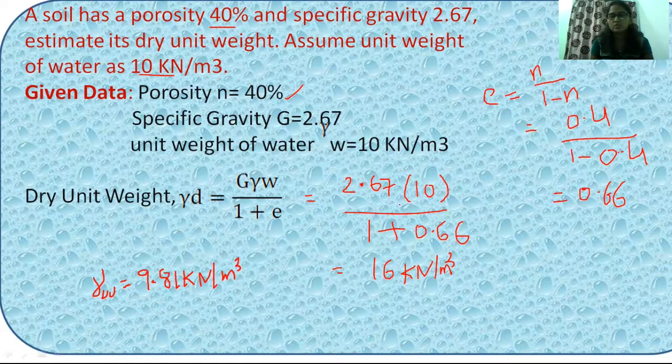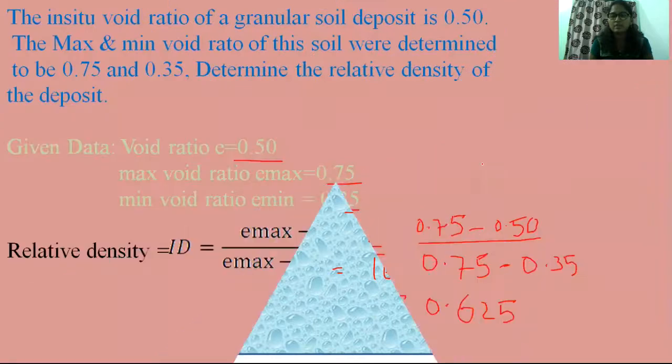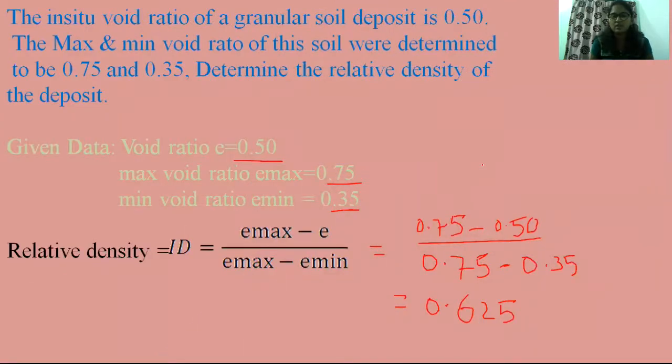Void ratio e is equal to n by 1 minus n. So this is taken from the standard equation. It is derived from the definitions, phase relations. In those equations we can derive e is equal to n by 1 minus n. Next one is relative density, which you already know: e max minus e by e max minus e min. Here given maximum and minimum void ratio. Otherwise, if it is given in density values, the formula will be different.